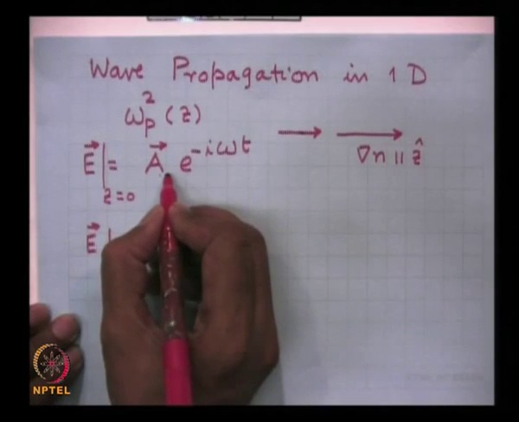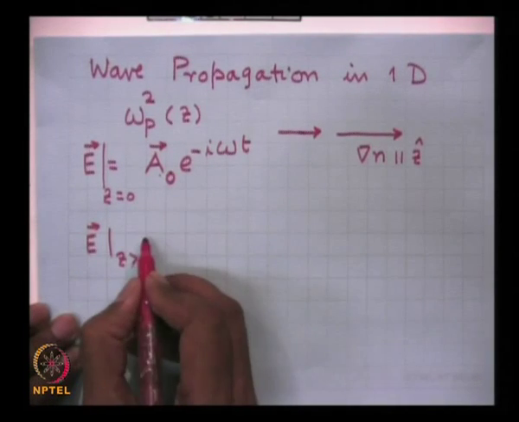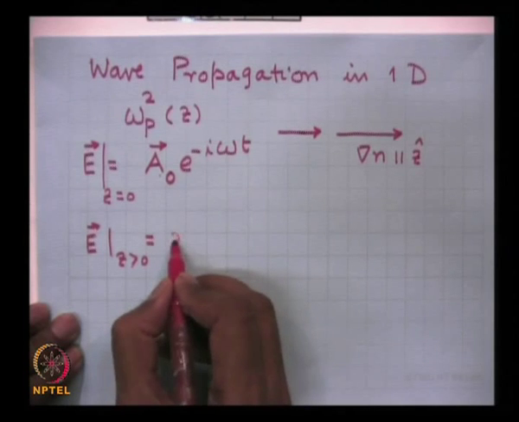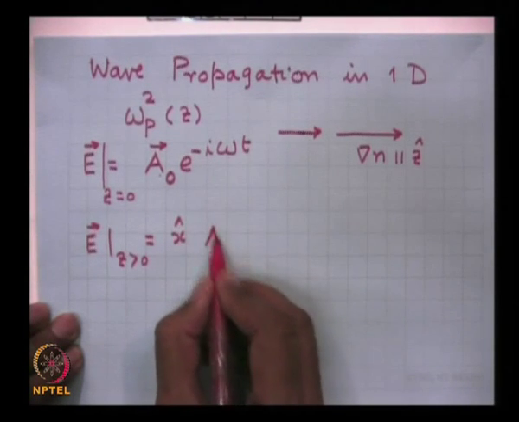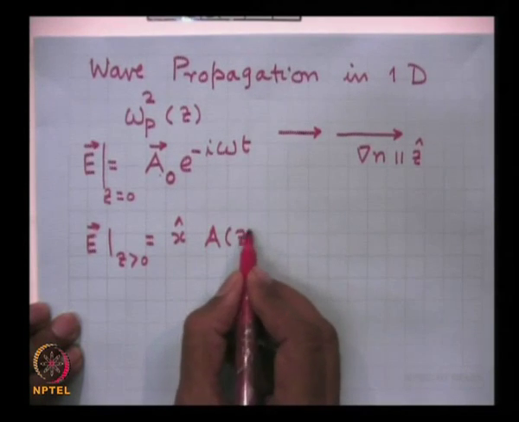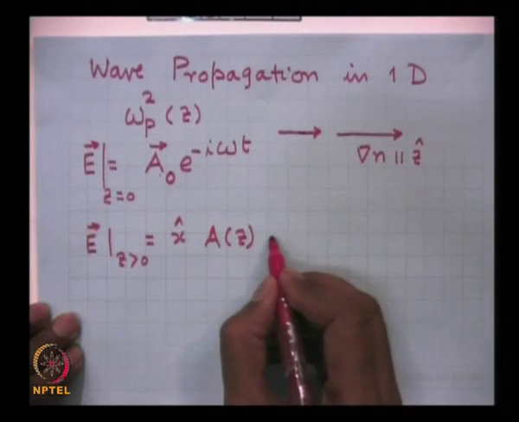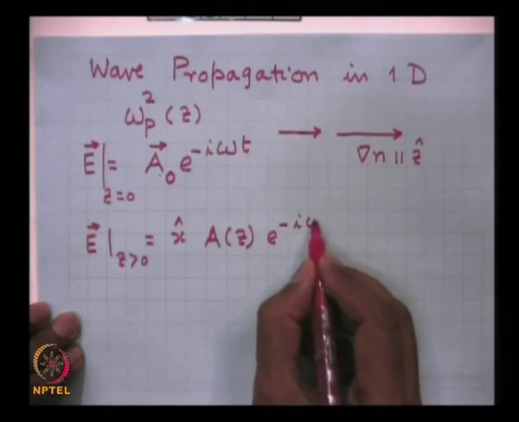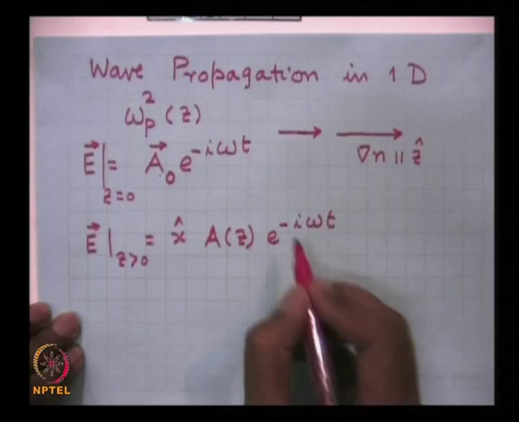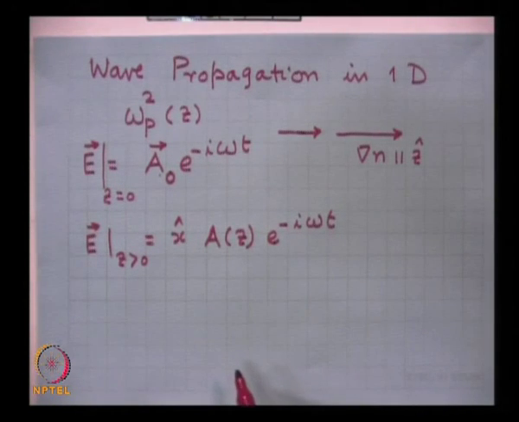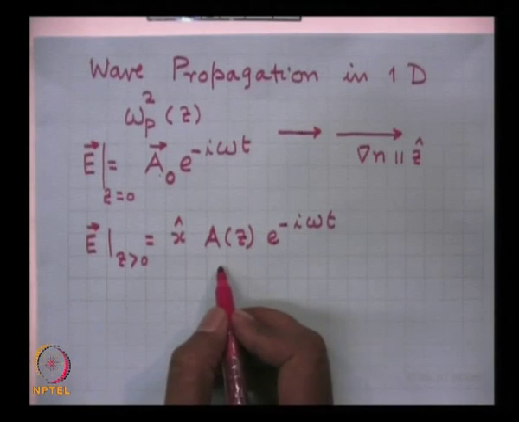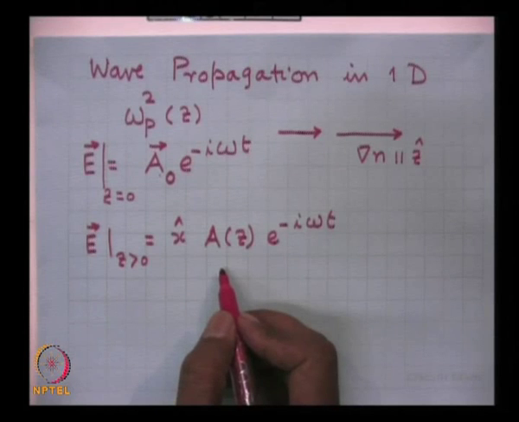Let me call the initial amplitude to be A0 and let the amplitude afterwards become A, which is a function of z. I do not know what the z dependence is, and the time dependence I will take as exponential minus i omega t. So, first let me deduce the equation governing A and then under certain approximations we will solve that equation.